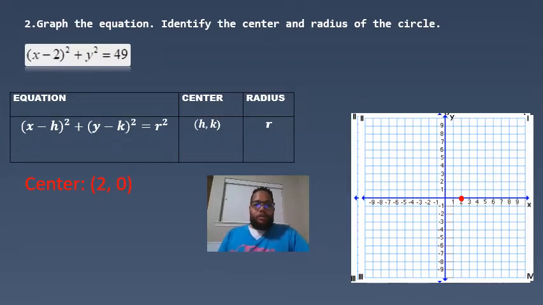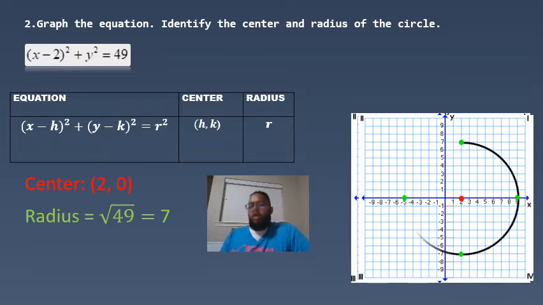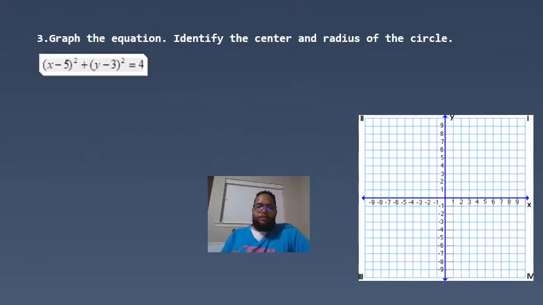Now our radius, we're going to get from that 49. Radius is going to be equal to the square root of 49, which is 7. So on my graph, I'm going to count from the center, up 7, down 7, left 7, right 7. Now what this does is it gives me 4 points as a reference, so I can now draw my circle. And let's draw the circle. All right. That's our graph. On to the next example.